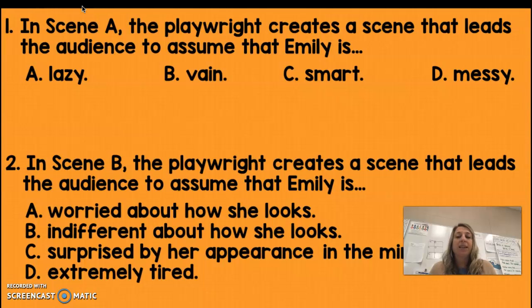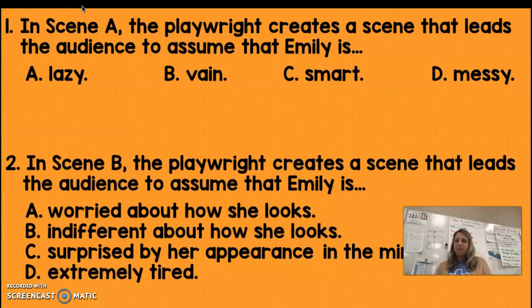In scene B, the playwright creates a scene that leads the audience to assume that Emily is what? Before I even look at my answer choices, I need to think to myself, what do I know about Emily from scene B? Well, I can tell that she doesn't care about herself. She's laid back. She's not preppy or fancy. A, she's worried about how she looks. Well, no. She's indifferent about how she looks. She's surprised by her appearance in the mirror. Or she's extremely tired. Well, I don't think she was worried about how she looked because she was like, oh, I'll just put a ball cap on it. So we know it's not A. And she was extremely tired. I mean, I don't know, maybe. But she was very indifferent about how she looks. Like, whatever. I'm good. Let's go.